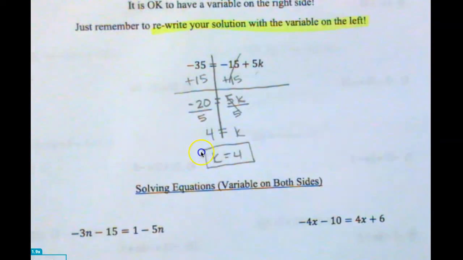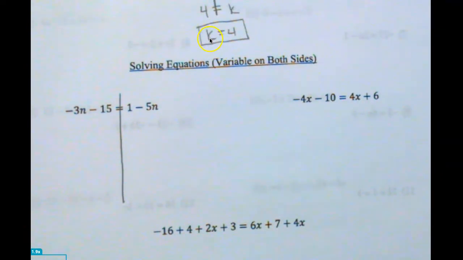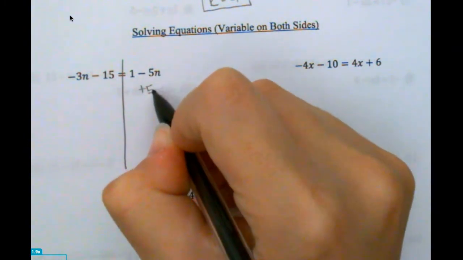The last type of basic equation I want to go over in this learning target is if we have a variable on both sides. Okay, so the same way we're going to start, draw our line down the middle. And if I have a variable on both sides, I want my variable on the left. Just like I talked about a second ago, when you're solving your equations, you want to try and get your variable on the left side. So I notice that I've got this 5n on the right. So my first step is going to be to undo that and add the 5n over to the left.